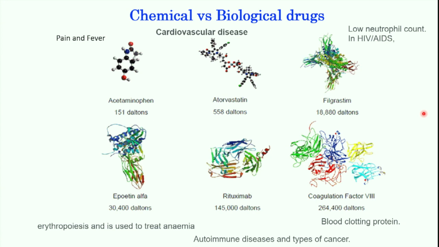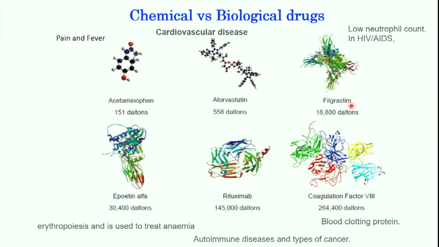If you compare a small molecule based drug, say one used for treating pain, with atorvastatin, this is also a small molecule based drug. These are about 151 dalton and 558 dalton. But when we move to a biological drug, something like filgrastim, it is about 19,000 dalton. So, you can see how many folds the atomic size has increased.